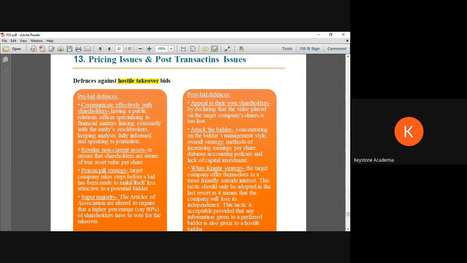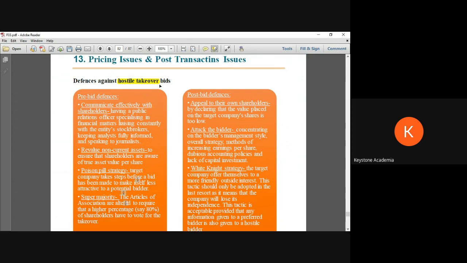The target company takes steps before a bid has been made to make itself less attractive. Let's say we have a lot of cash, which we don't have now. Imagine it. Then we'll just invest that cash somewhere, and then they won't come to acquire us. We try to find out what they are looking for in us, why they are targeting our company, so we'll try to get rid of that thing.